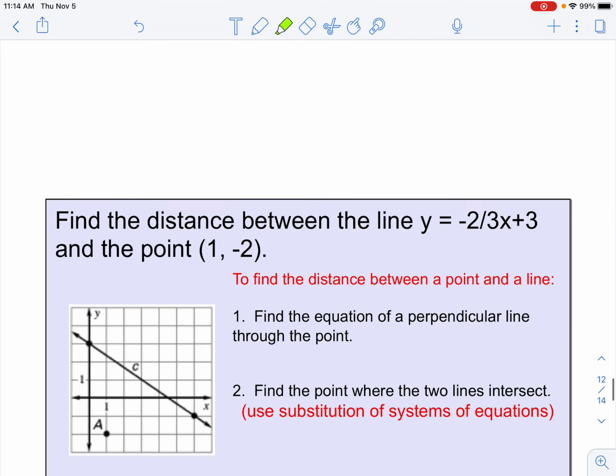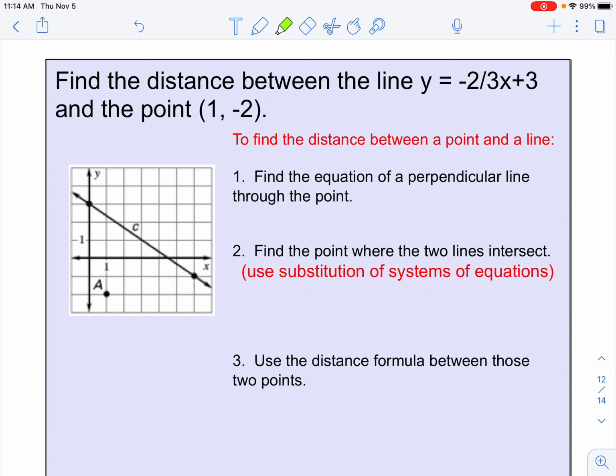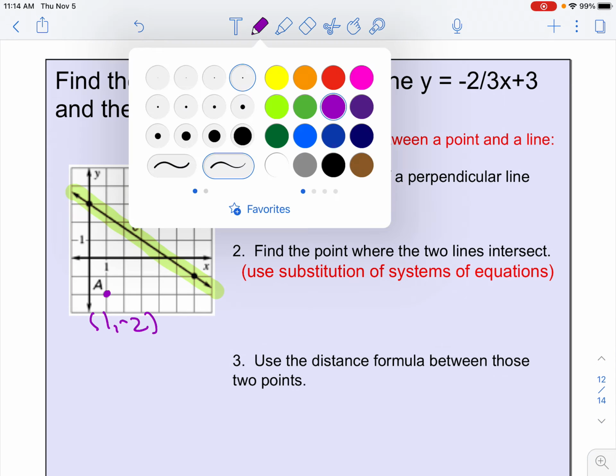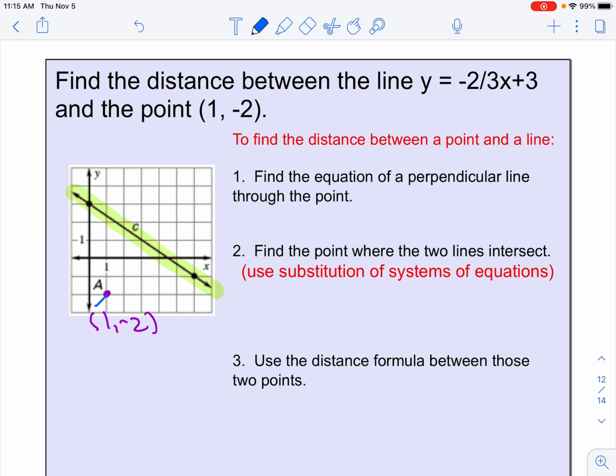Okay? Now, let's try a specific example. Let's work through this together. I know this is challenging, but let's try to work through this together. All right? So, first of all, it says, find the equation of the line perpendicular through the point. Okay? So, here's our given line right here. And we are trying to write the equation of the line that goes through this point A right here. That point is 1, -2. So it's going through that point, and I'm trying to find the equation of the line that's going through that point. Okay? So that's what I'm doing here.